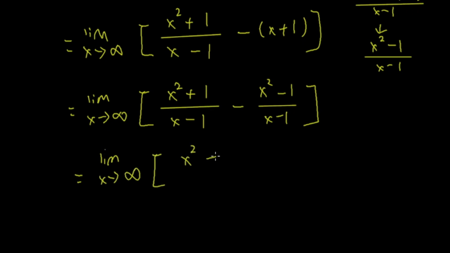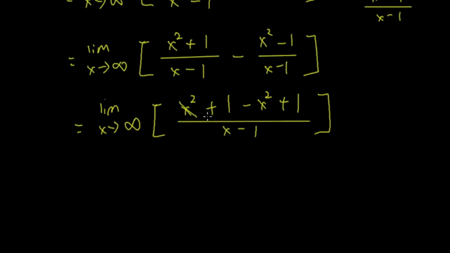We have x squared plus 1 minus x squared, minus minus is plus, right? Plus 1, divided by x minus 1. Now, over here, x squared cancels out. All I have left is just 1 plus 1, which is 2 in the numerator. So that is 2 divided by x minus 1.